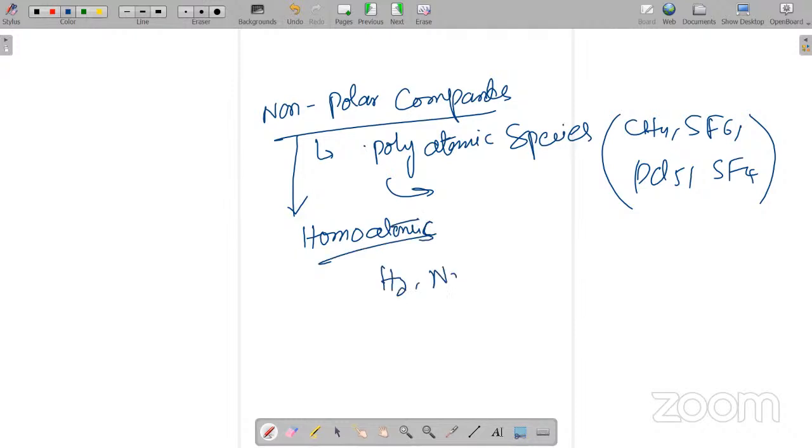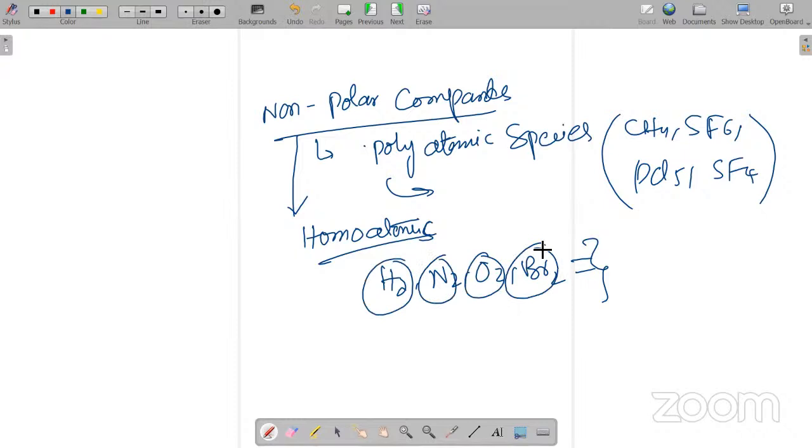N2, O2, Br2. We can say that H2, N2, and Br2 are homoatomic, having the same number of atoms and similar atoms. This will show a dipole moment of zero. If the dipole moment is zero, then usually they will have a symmetrical structure, and they are non-polar in nature.